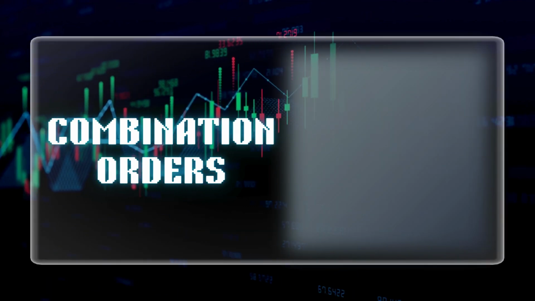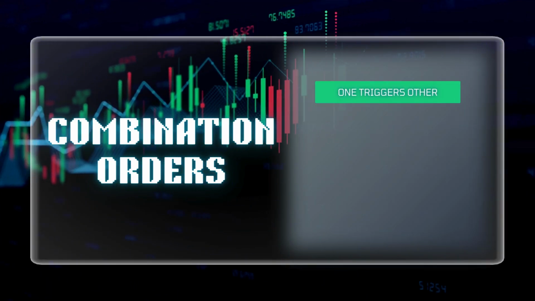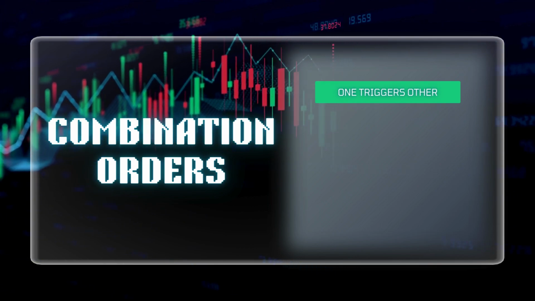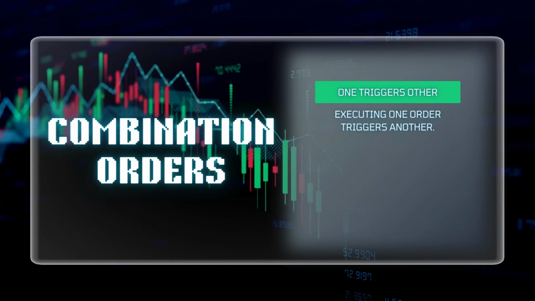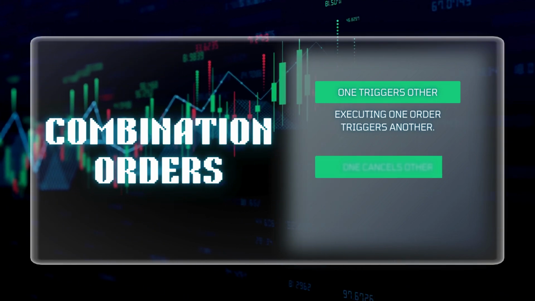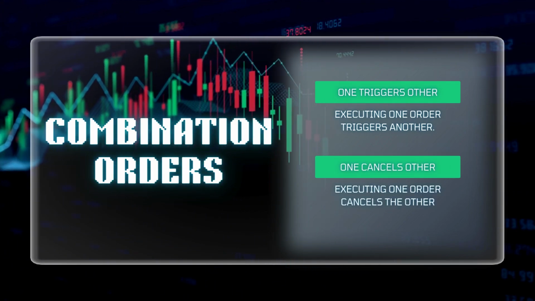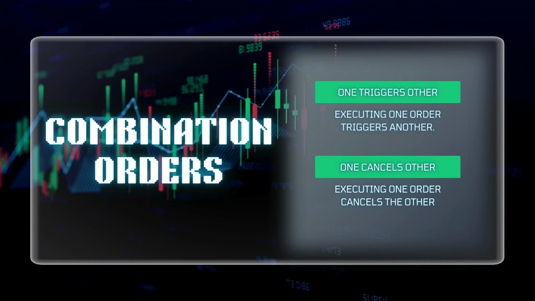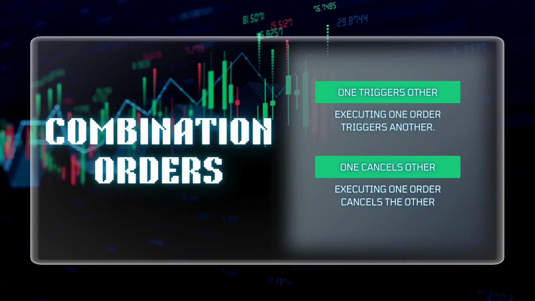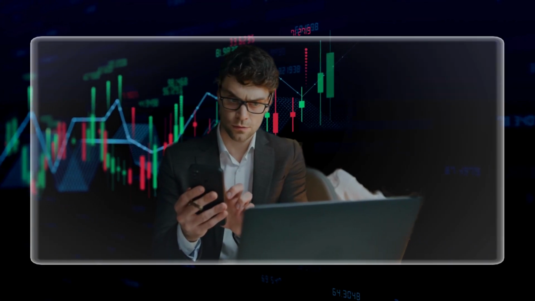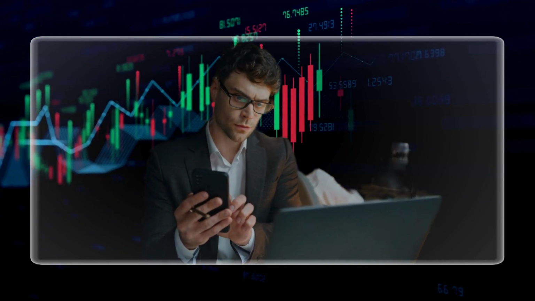For advanced strategies, combination orders are useful. One triggers other, OTO. Executing one order triggers another. One cancels other, OCO. Executing one order cancels the other. These are particularly helpful in managing multiple positions simultaneously. Understanding order types is fundamental to options trading success.